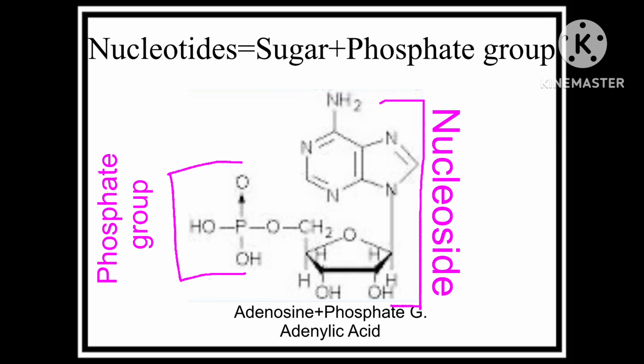Now we have nucleotides. So don't be confused between nucleoside and nucleotide. Side and tide are both different things. Now let's begin with the nucleotides. When you add sugar plus phosphate group, you will get nucleotides.